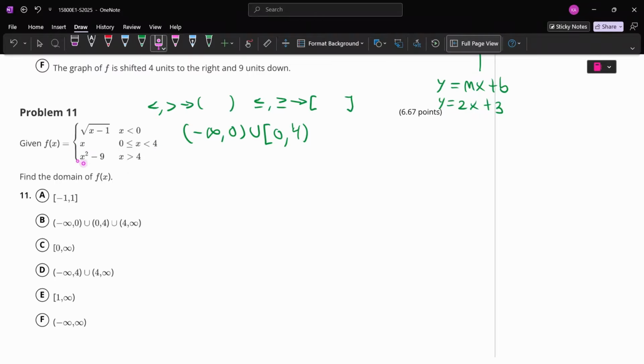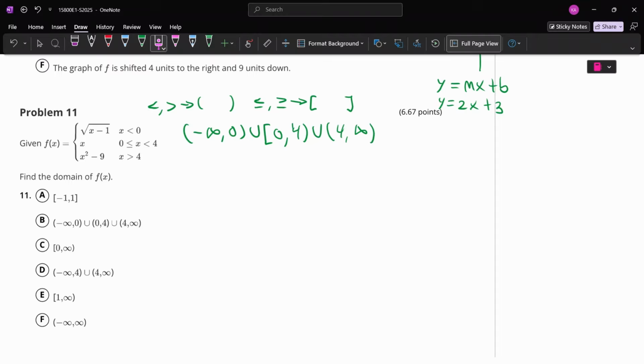The next thing we're going to focus on is this part, the x squared minus 9. We're going to attach another union, and it says that it's defined as x squared minus 9 when x is greater than 4. So that's just going to end up looking like 4 to infinity. Another thing I want to point out is that whenever you're dealing with infinity, you're always going to want to use a parenthesis instead of a square bracket, because infinity is not an actual number, it just goes on forever. And so this is going to be our mock-up domain.